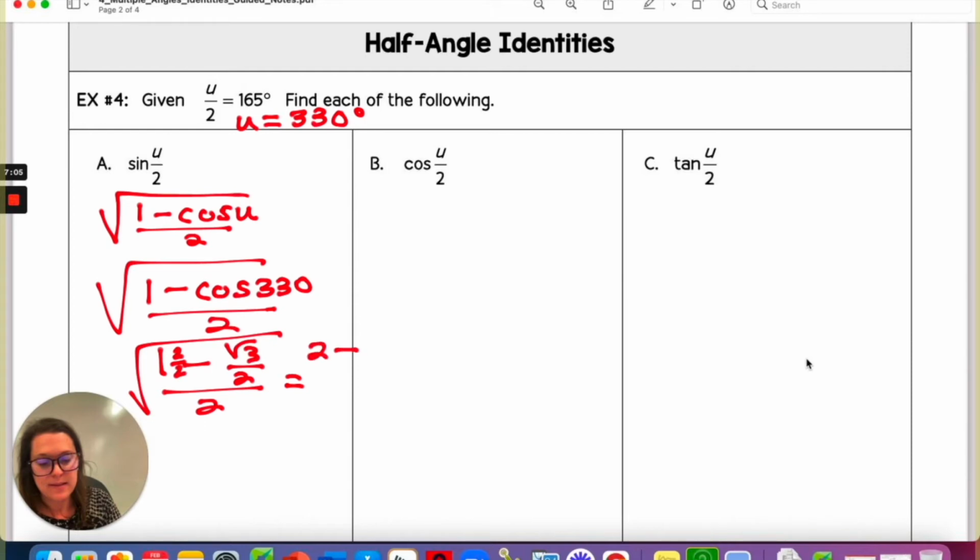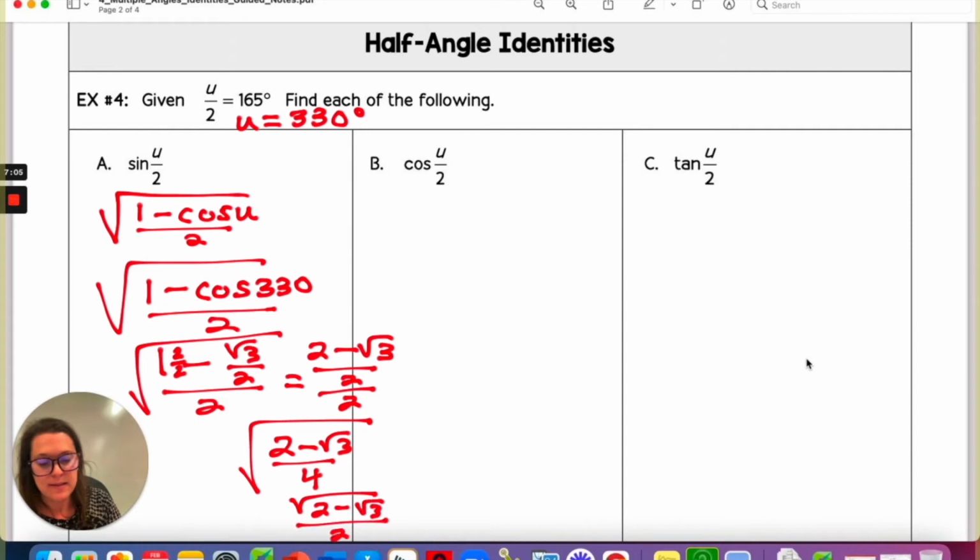So I get 2 minus the square root of 3 all over 2, being divided by 2, really is 2 minus the square root of 3 all over 4, but then that whole thing is being square rooted. So if I square root the numerator, I get the square root of 2 minus the square root of 3, all over the square root of the denominator, which is 2. So we get that as our final answer.